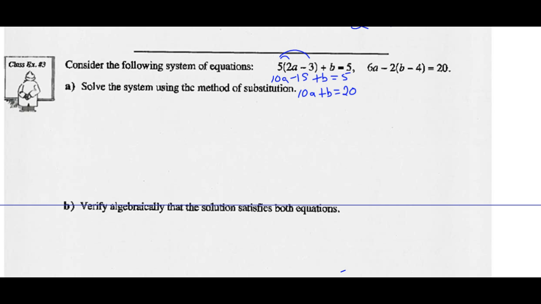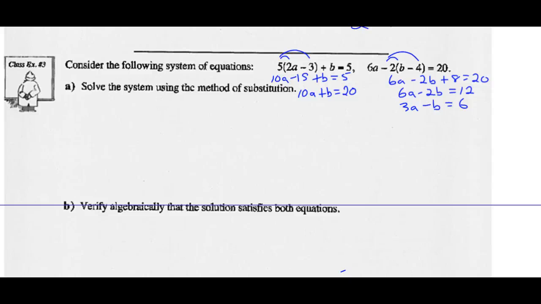Let's do the same thing with the second equation. Multiply through by the negative 2. So 6a minus 2b, negative 2 times negative 4 is a positive 8, equals 20. So 6a minus 2b, minus 8 from both sides, equals 12. And I could actually divide everything by 2 there. 3a minus b is equal to 6. That's the equation in simplest form. 3a minus b equals 6.